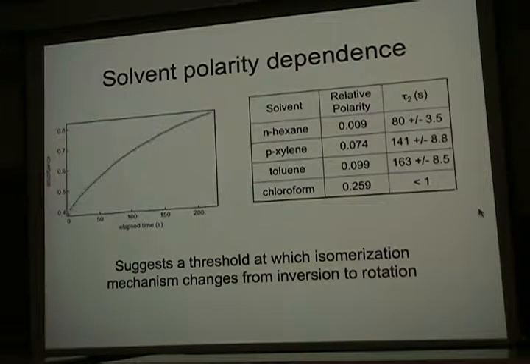And so this is not new in the literature. This kind of thing has been studied before by Asano and coworkers, and this is indicative of a change in the isomerization mechanism from an inversion to a rotation mechanism. The rotation mechanism is sort of stabilized by more polar solutions, and it's faster.